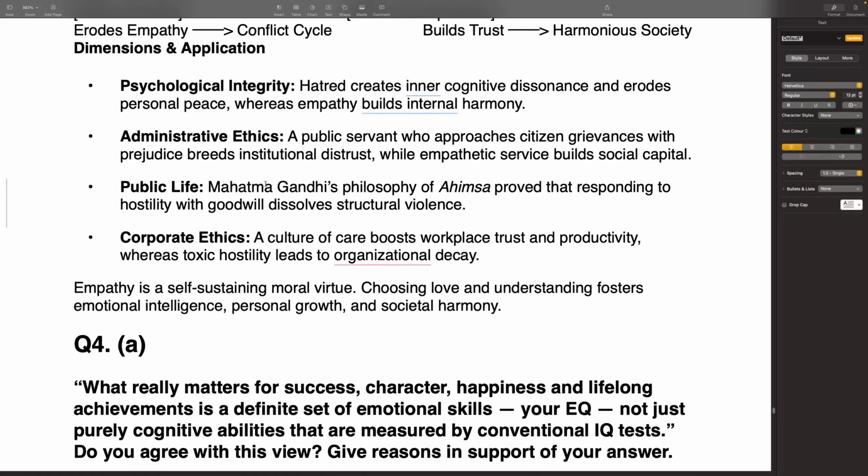Dimensions and application. You can see this repeated word, right? But do not focus on this, just focus on the content.